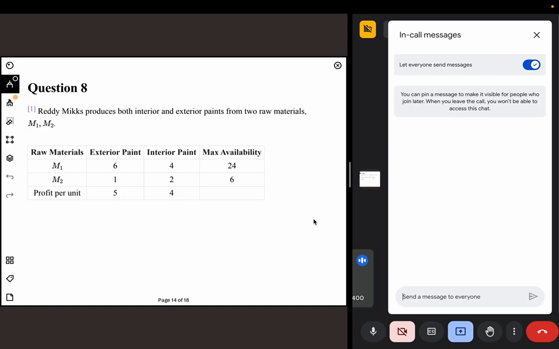Now I have a couple of problems which tell you how to formulate an LP problem. So we have a company that produces both interior and exterior paints from two raw materials. The raw materials are M1 and M2.